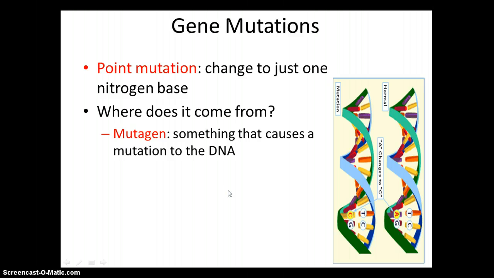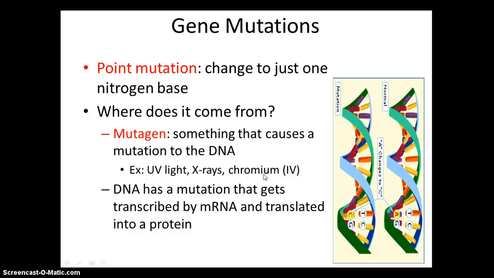So where does it come from? Mutagens are things that cause changes in a person's DNA. And there are mutagens all over the place that sometimes we don't even know we're being exposed to, and we're exposed to them on a regular basis. UV light is a mutagen that can cause cancer. Same with X-rays, and chromium-4 is a type of chemical. Cigarette smoke is one that I didn't include, but that's another mutagen that causes genetic diseases.